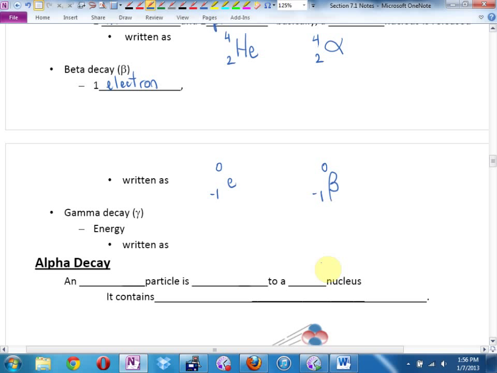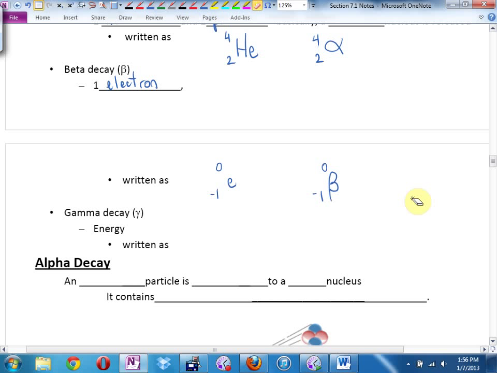The ones that'll kill you, the ones that are unhealthy, the ones that have killed people over the years are gamma decay. Now, the gamma symbol is written, actually that's not quite right. It's written like this. It's sort of like a fish standing on its head.